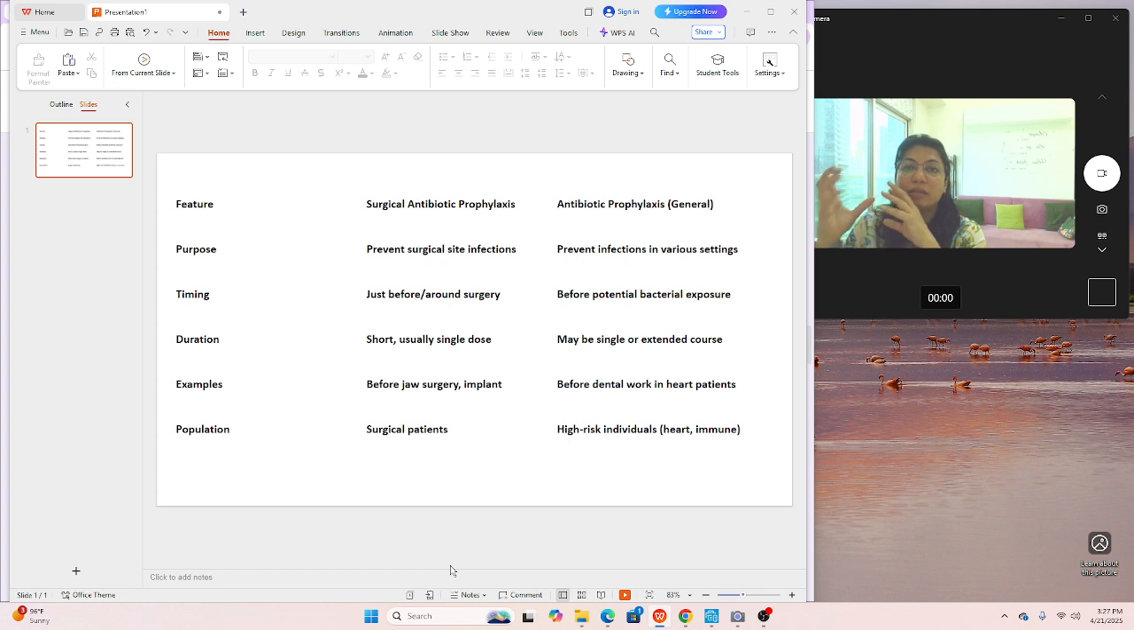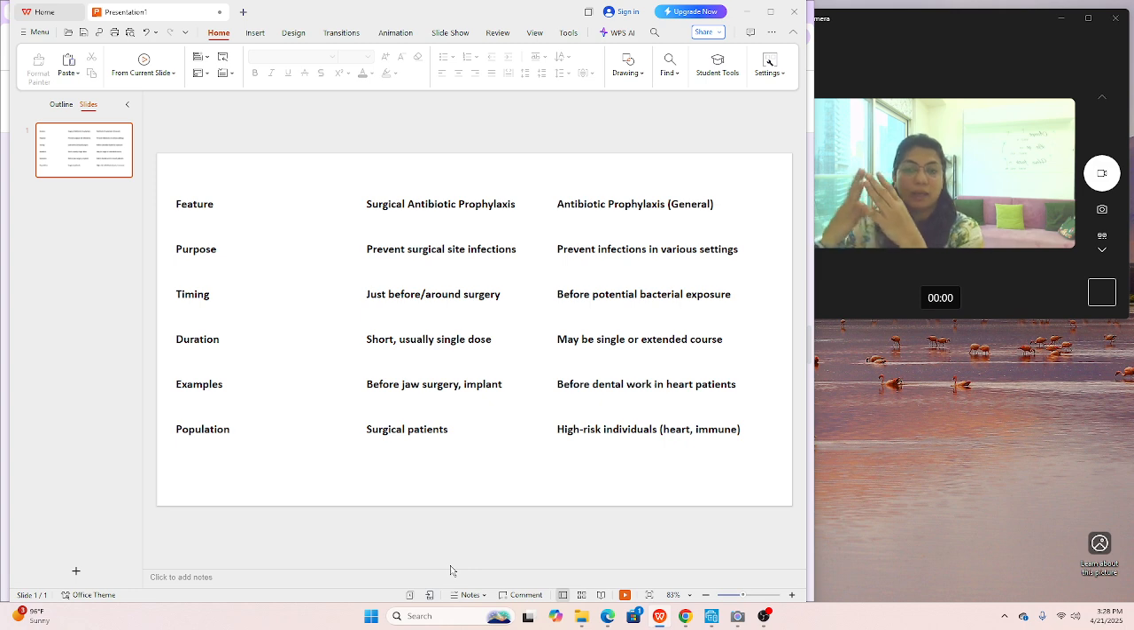Timing. When would you give a surgical antibiotic prophylaxis? It's just before or around surgery. When would you give a general antibiotic prophylaxis? It's before potential bacterial exposure, any bacterial exposure, not just on the surgical site. Duration. Usually surgical antibiotic prophylaxis is a single dose. General antibiotic prophylaxis can be single, can be extended to different doses in the same day, or can extend to multiple days.